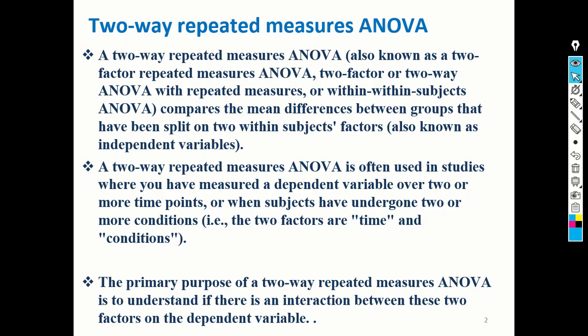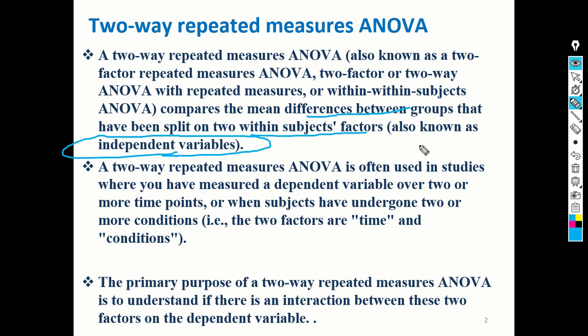This type of ANOVA compares the mean difference between groups that have been split onto within subject factors known as independent variables. So two-way repeated measures ANOVA is the same as one-way repeated measures ANOVA, but what is special here is we will have more than one predictor variable, having two or more related groups. So there will be two independent variables in the case of two-way repeated measures ANOVA, and always there will be a repeated measurement of the outcome variable.